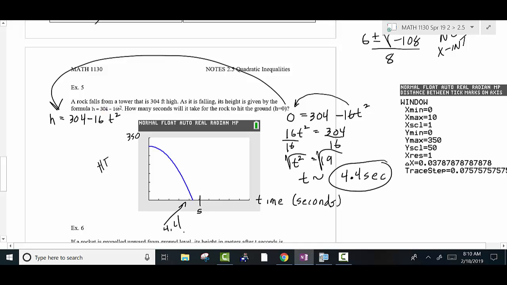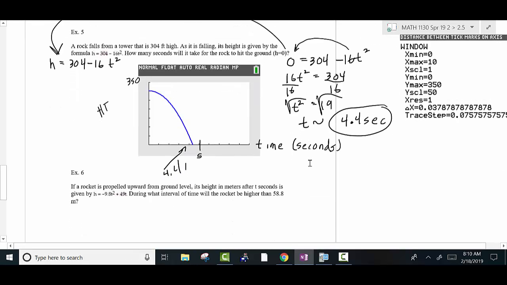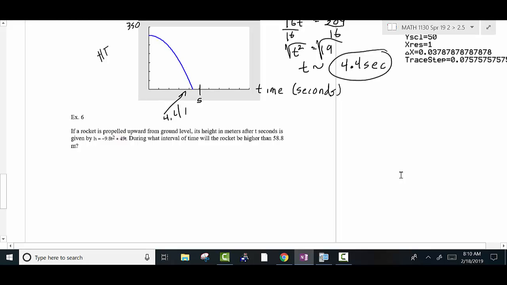Does that make sense to everybody? That was pretty simple. There's nothing to do other than set that height equal to 0 and then solve the equation. Any questions on that? All right, the next one.